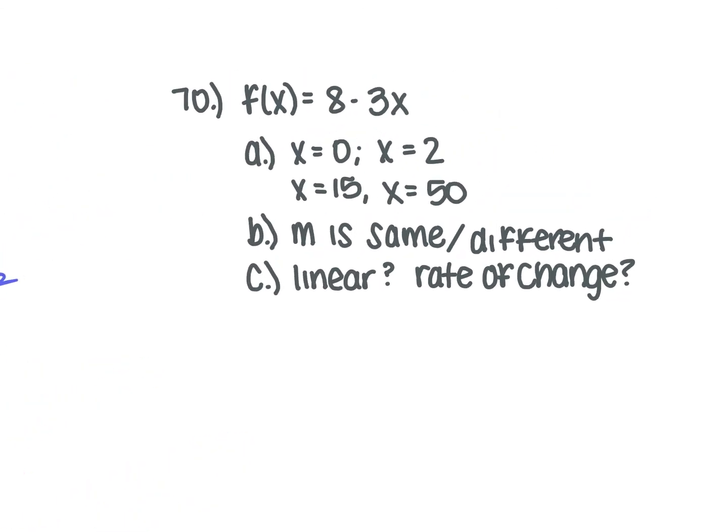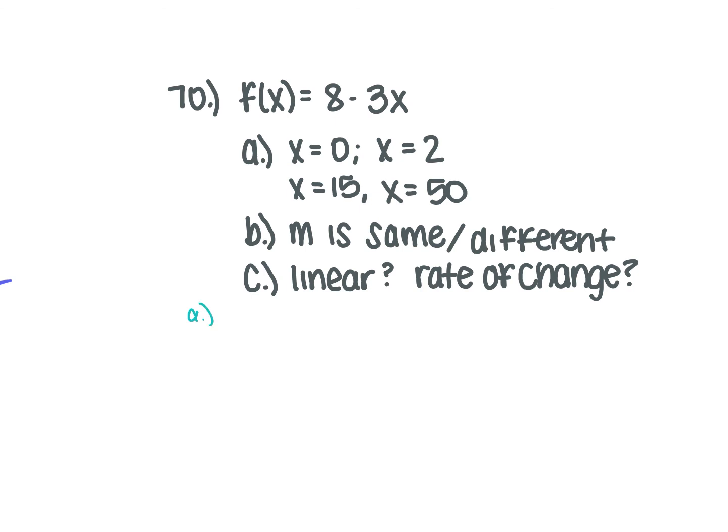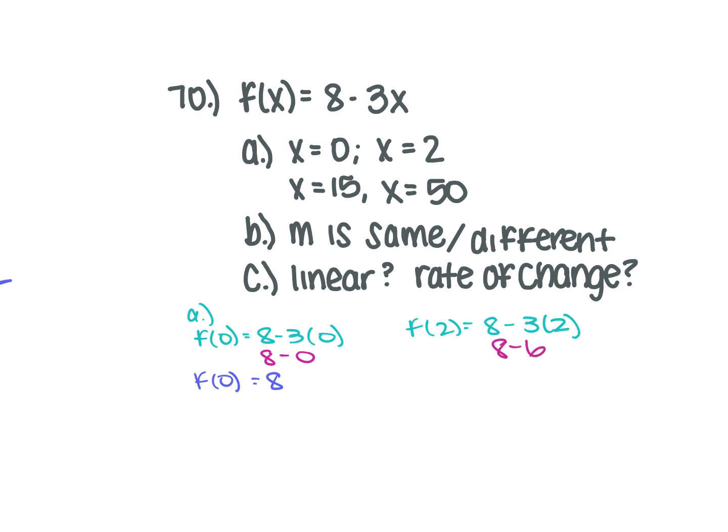starting off with x is equal to 0. F of 0 is going to give you 8 minus 3 times 0. So that's 8 minus 0, which is just 8. For f of 2, that's going to be 8 minus 3 times 2, which is 8 minus 6, and that's 2. So this gives us the ordered pairs of 0, 8, and 2, 2.